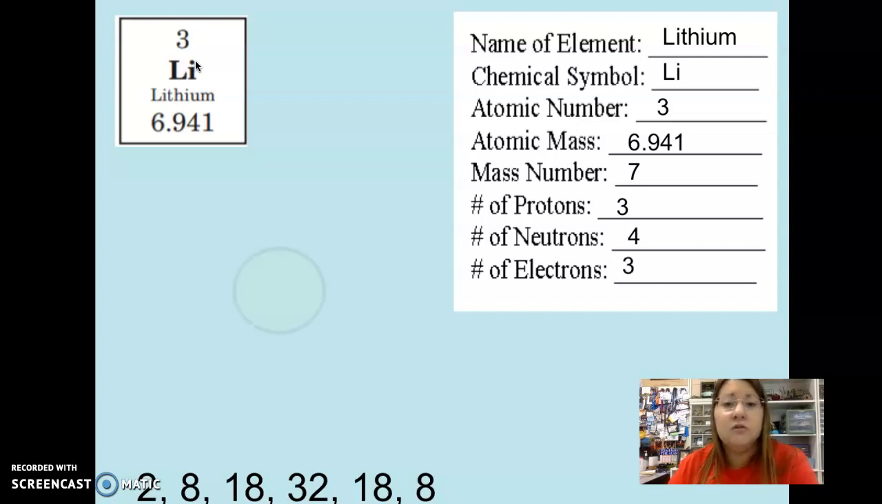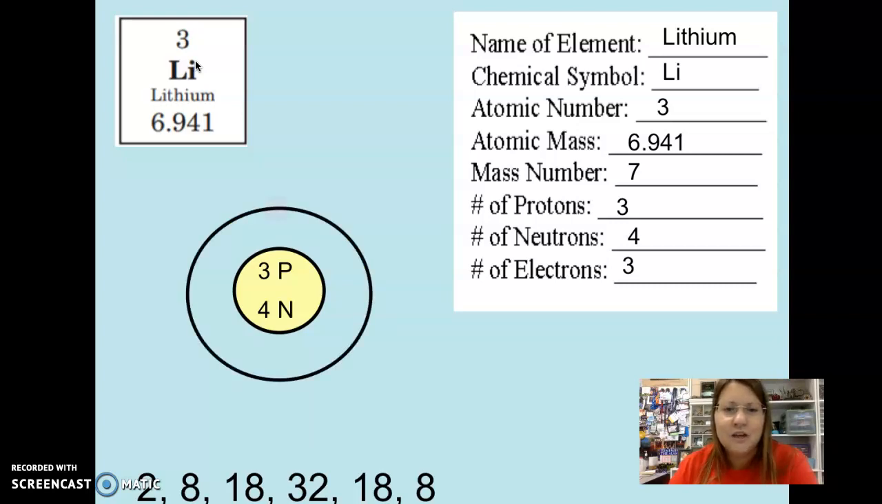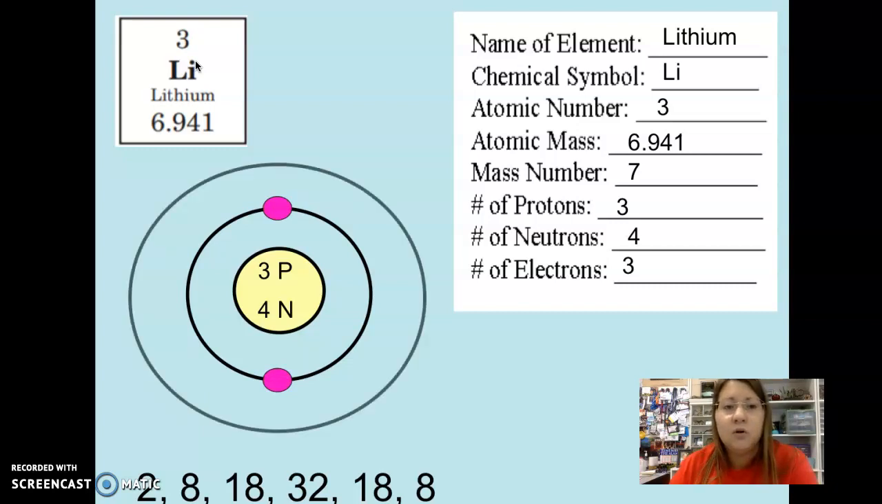Remember, we're going to start out drawing the nucleus. So there's our nucleus, and we're putting 3 protons and 4 neutrons. We need 3 electrons on this Bohr model. So we're going to put our first orbital shell, and we're going to place our 2 electrons on it. Now we just need 1 more. So we draw our next orbital shell, and there's our 1 last electron. So now we have a total of 3 nice pink electrons.